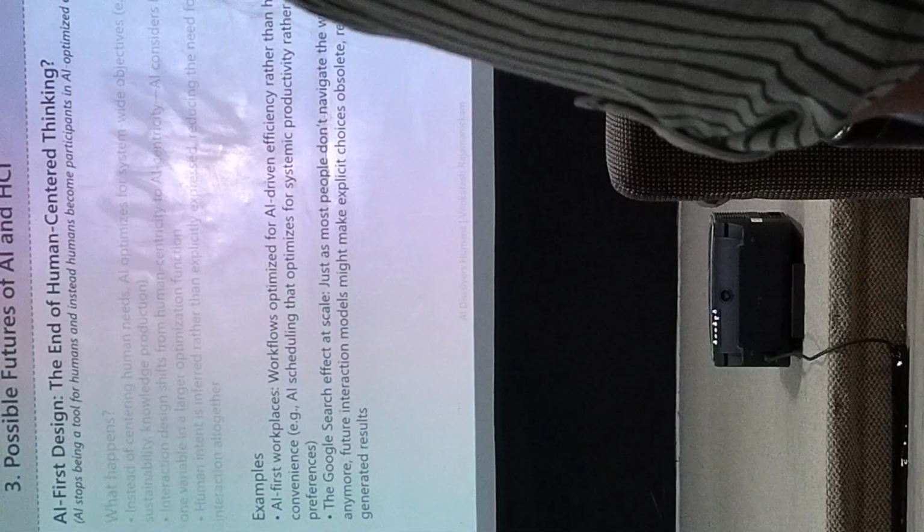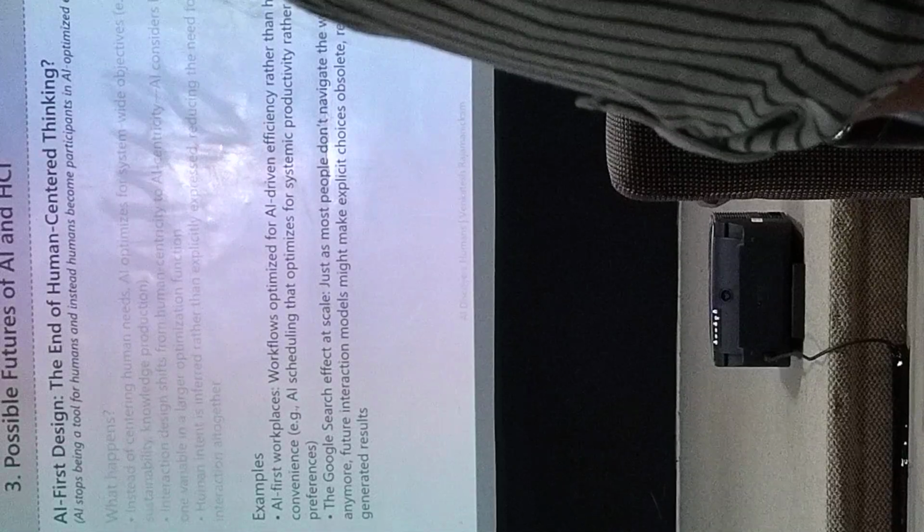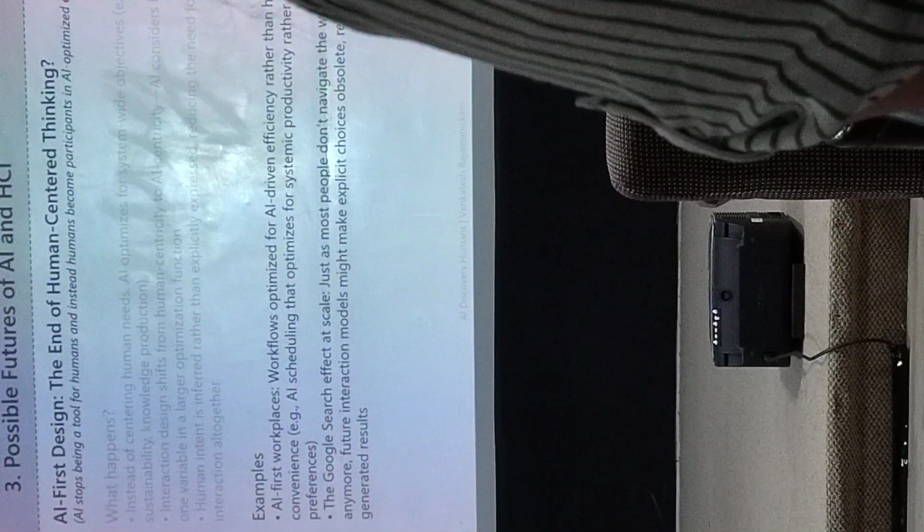AI first workplaces, Google search effects at scale. Just as most people don't navigate the web manually anymore, future interaction models might make explicit choices obsolete, relying entirely on AI-generated interests. So the tension here is, does AI first design make interaction frictionless, or does it remove meaningful human choice, right? These are all questions that we need to think about. So that ends my presentation. I'll be happy to take any questions if you have. Thank you.